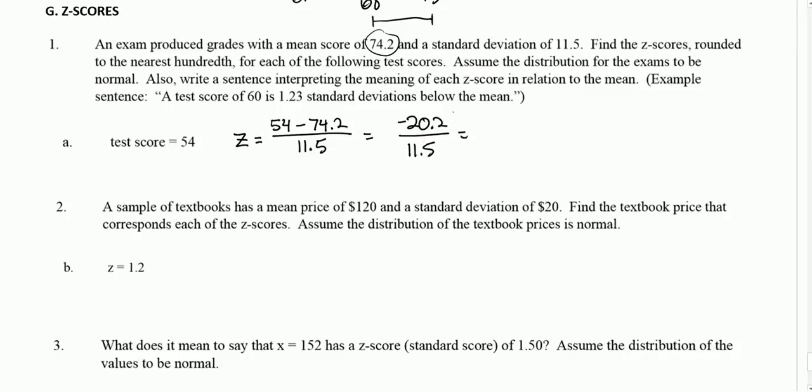Divide, and we get a decimal, and so we're going to approximate. We get negative 1.757 roughly.